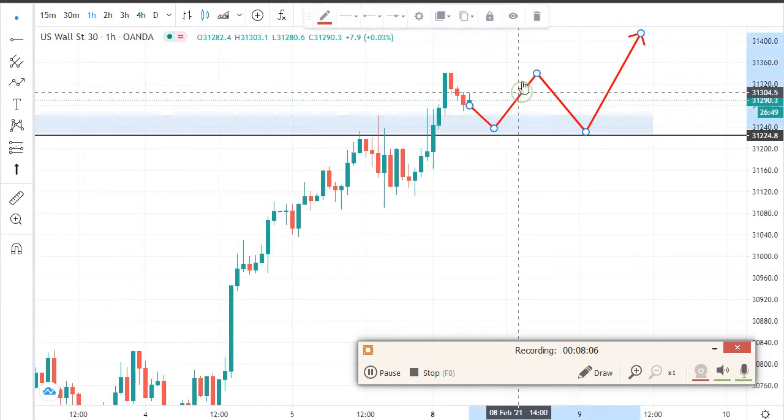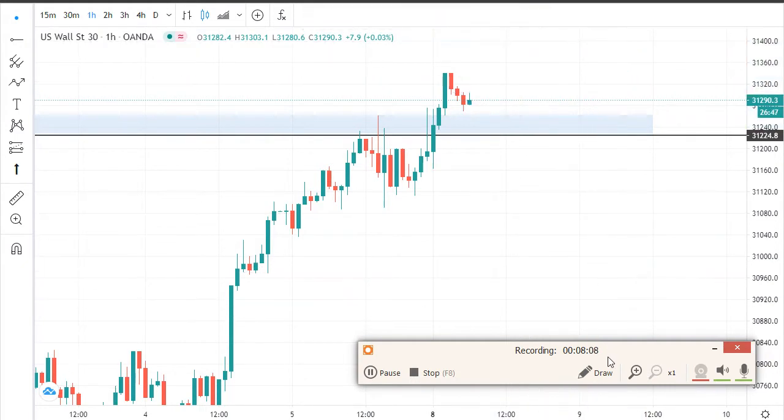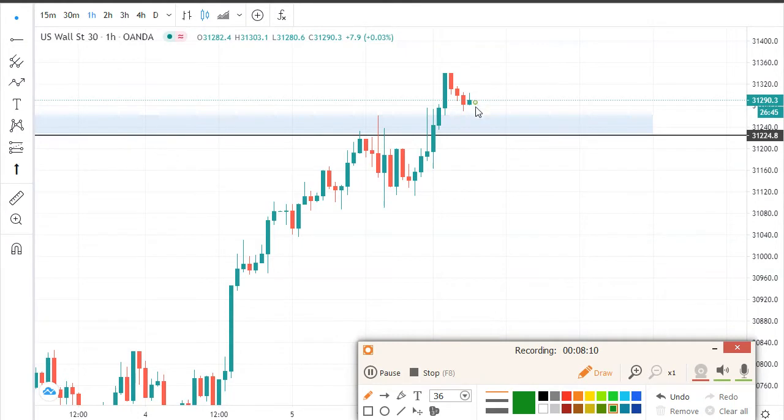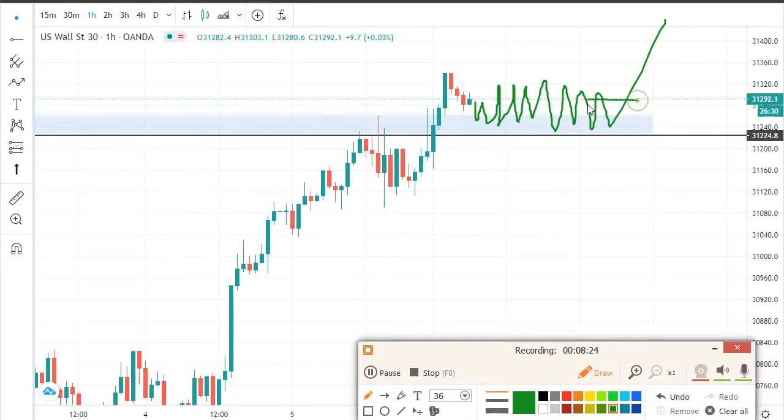Let me remove this thing. The market at the moment can just do something like this to trap traders who are not patient. Then later on it will shoot, then maybe your account will be blown by this time, or it might just go down. But let's look at the bigger picture now.